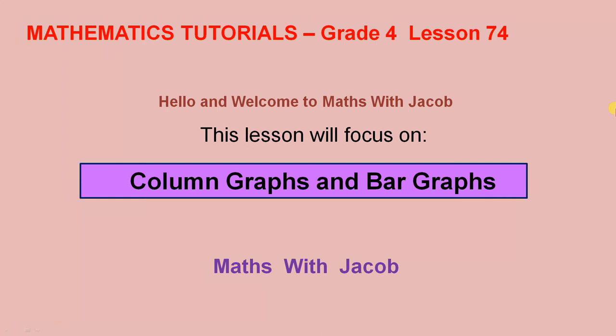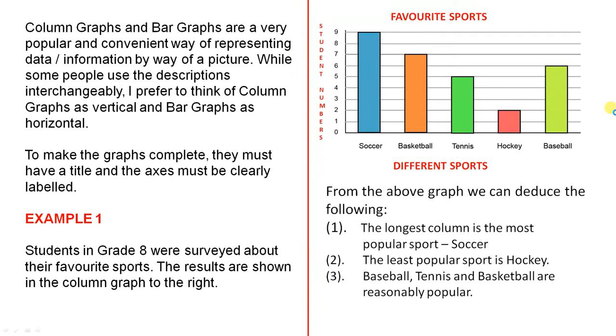This lesson will focus on column graphs and bar graphs. Column graphs and bar graphs are a very popular and convenient way of representing data, information by way of a picture. While some people use the descriptions interchangeably, I prefer to think of column graphs as vertical and bar graphs as horizontal. To make the graphs complete, they must have a title and the axes must be clearly labelled.